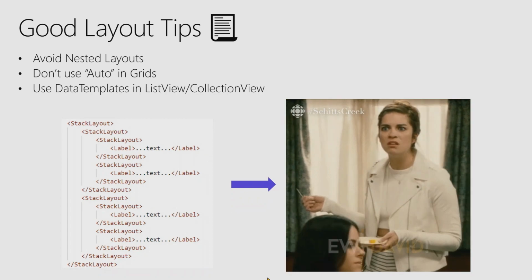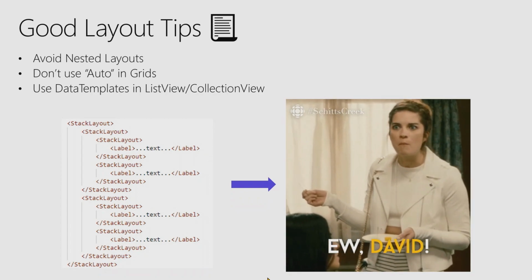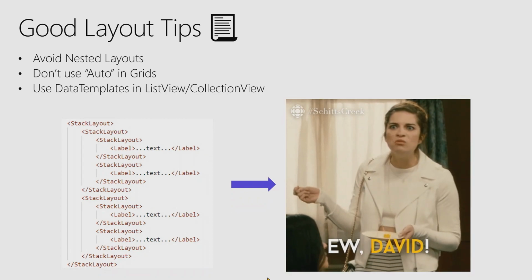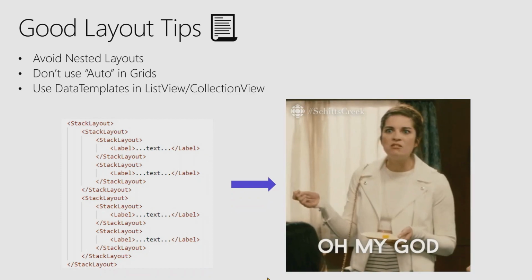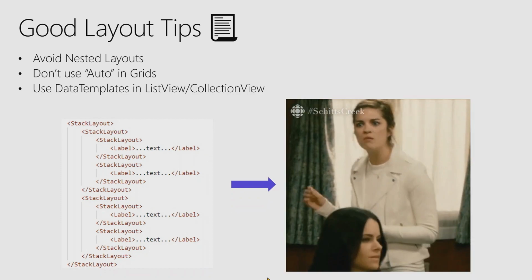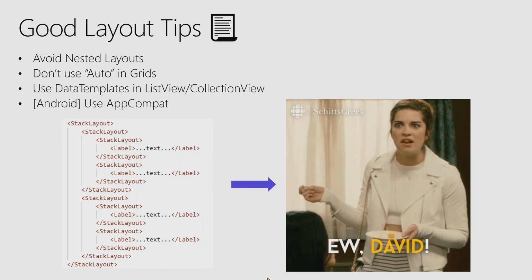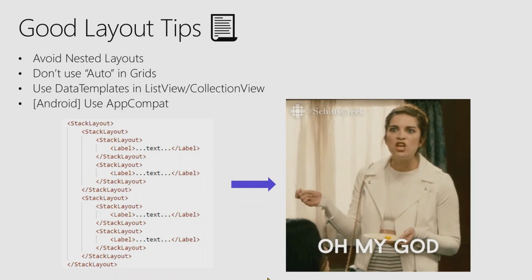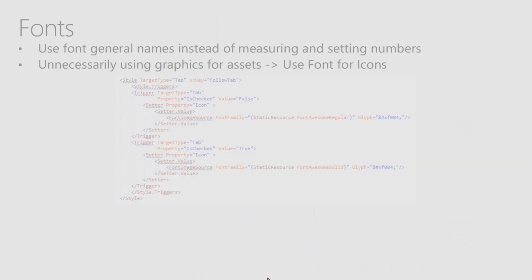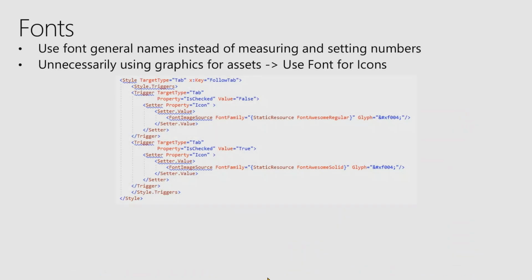And again, please, if there's a repeated style, put it in a data template. It'll just save you a ton of time writing the code, and B, make your app a lot more performant. And on Android, if you aren't already, which would be very surprising to me, please use AppCompat. It's your good friend. Again, with fonts, instead of putting all these specific numbers and settings, try putting the generic names for the font size, so large, small.